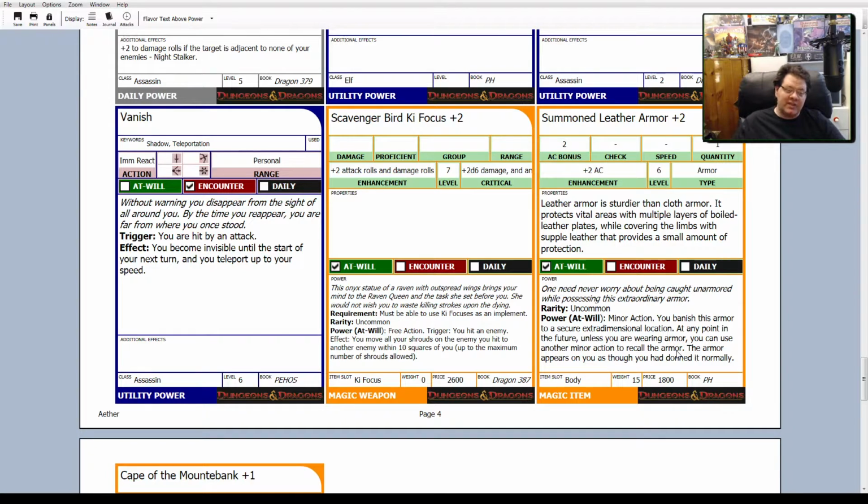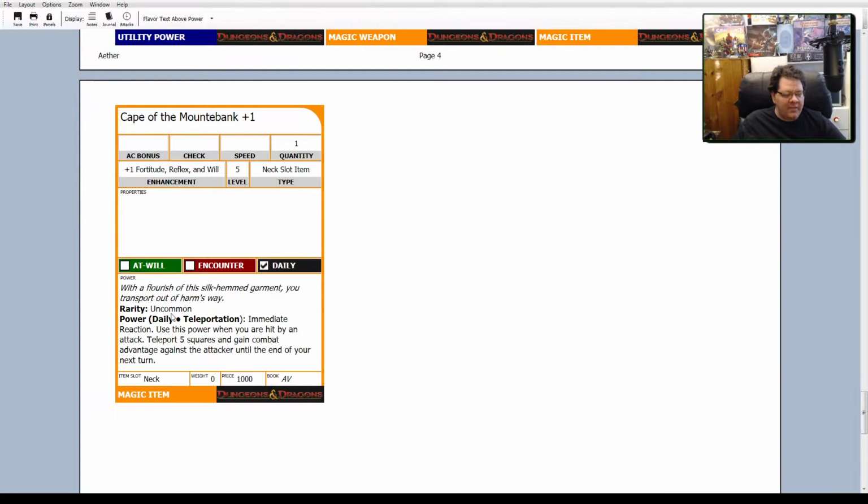So I can be walking around in comfortable clothes and just being my cool assassin self. And bad stuff starts happening. I am fully armored up instantly. And there's no limit to how often I can do it. I like the fact that I can summon my armor magically to me. It's super badass. And the last one was Cape of the Mountebank.